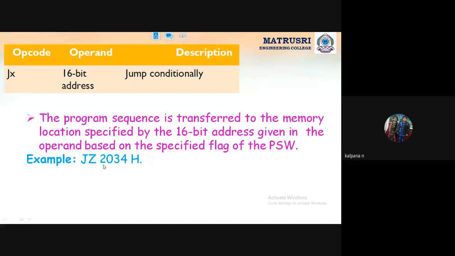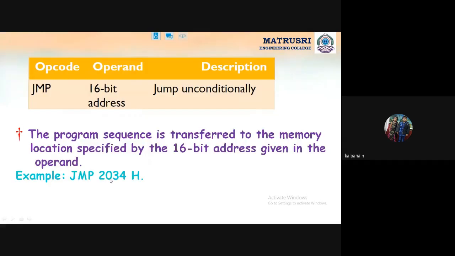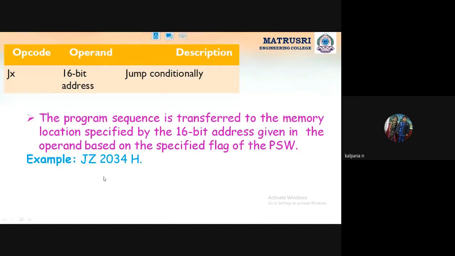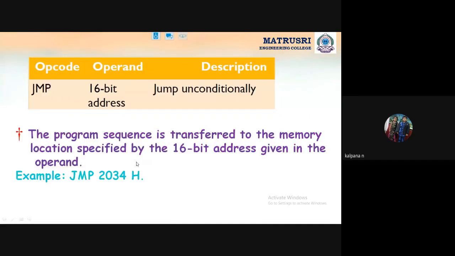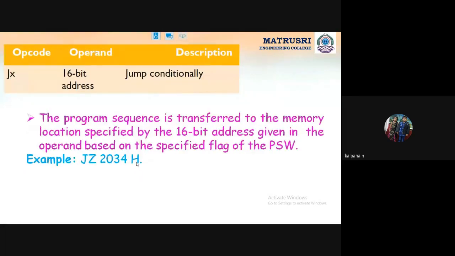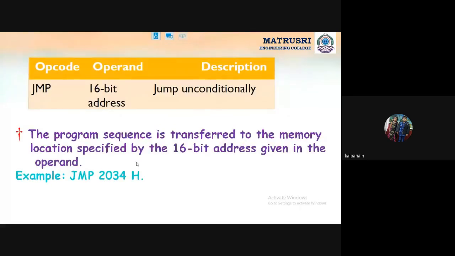JZ 2034 also does the same operation. Here we are jumping to 2034, and here also we are jumping to 2034. But what is the difference between JMP and JZ? JMP is unconditional, irrespective of the flag status. Carry flag is set to 1 or reset to 0, auxiliary carry set to 1 or reset to 0, parity 0, sign, whatever it may be. Irrespective of the conditions and the flags, it will jump to 2034.